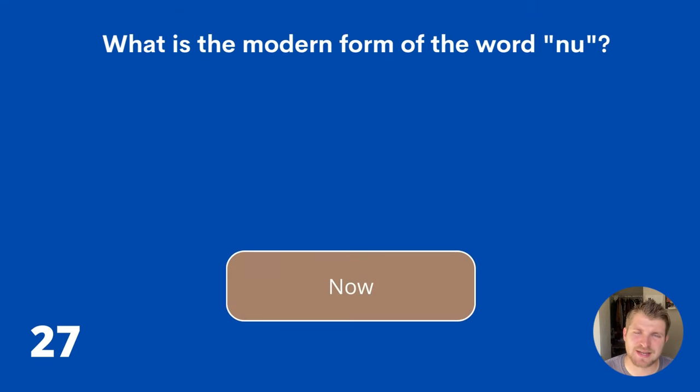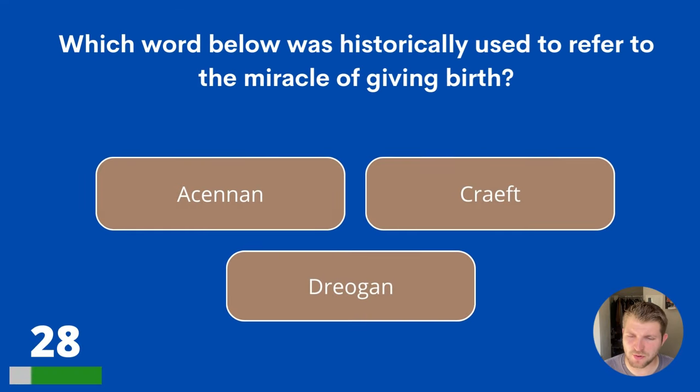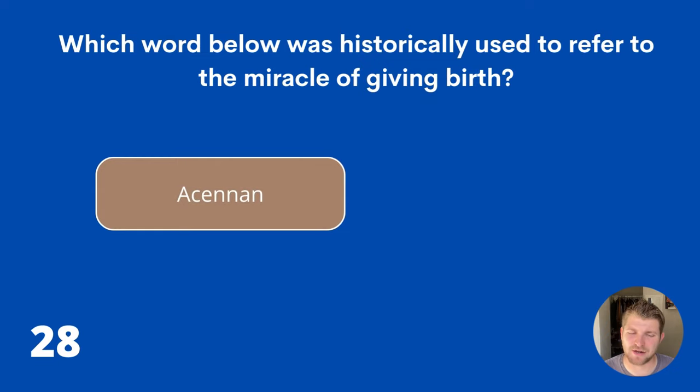The answer is now. 28. Which word below was historically used to refer to the miracle of giving birth? Akenon, Kraft, or Driogen? The answer is Akenon or Asenon.